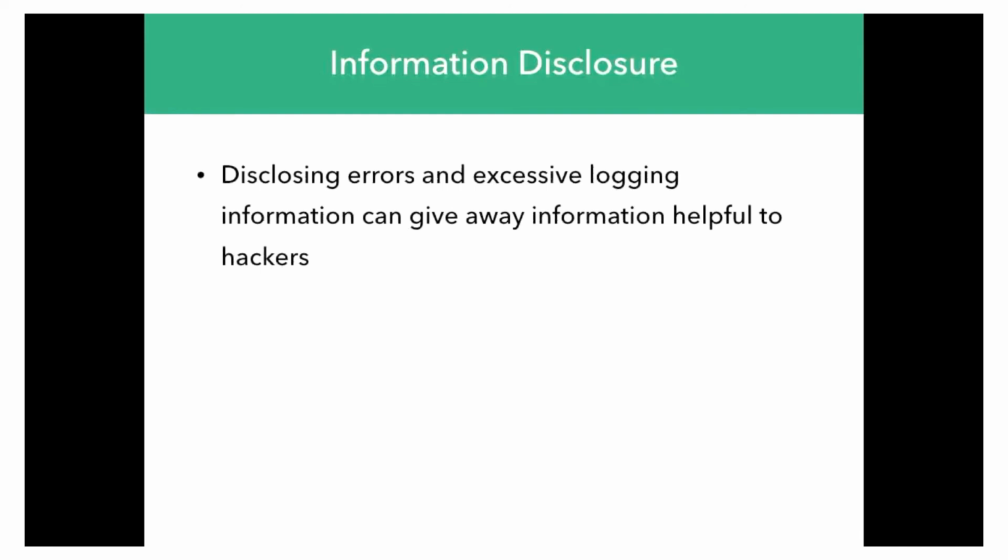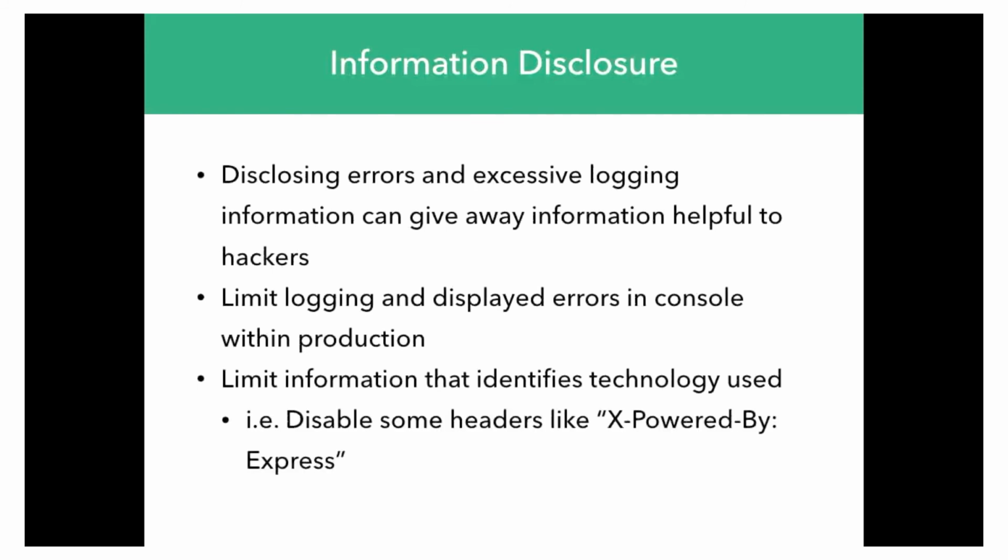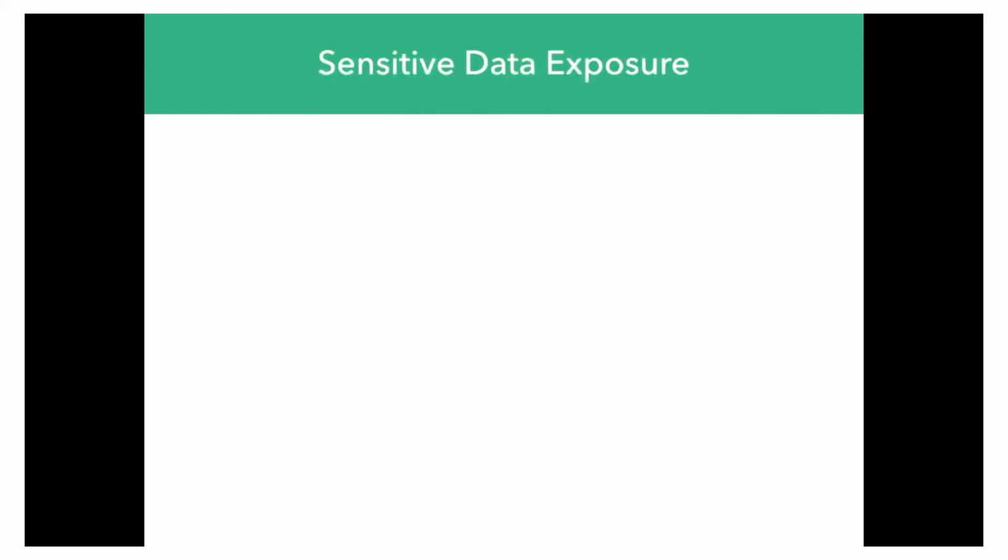Information disclosure, that can be a bad thing as well when you accidentally show the users or people using your application too much information about it. So stuff like the X-Powered-By Express header, you want to disable those things. Often they're disabled by default, but if they are enabled, you should disable them.